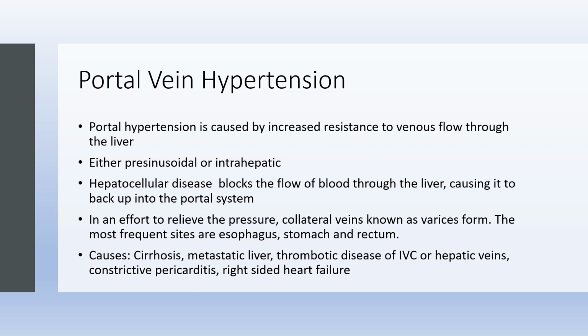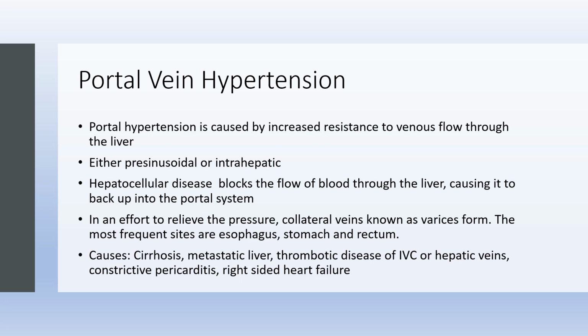Again, if our downstream is blocked in some way, that blood has to go somewhere, so it's going to back upstream, right? So constrictive pericarditis, where the pressures in the right side of the heart become high, is going to cause portal vein hypertension, as is right-sided heart failure. Right-sided heart failure, same thing.